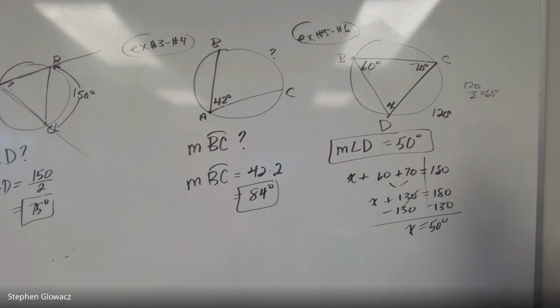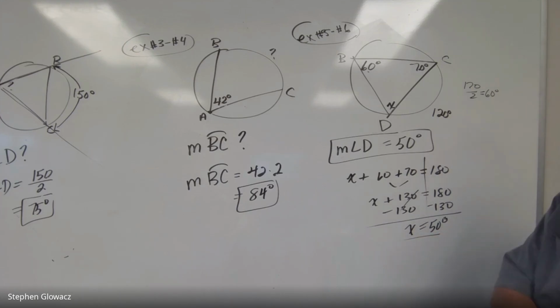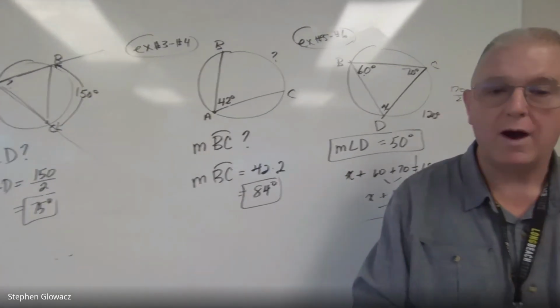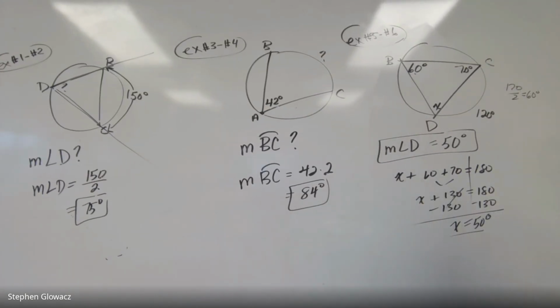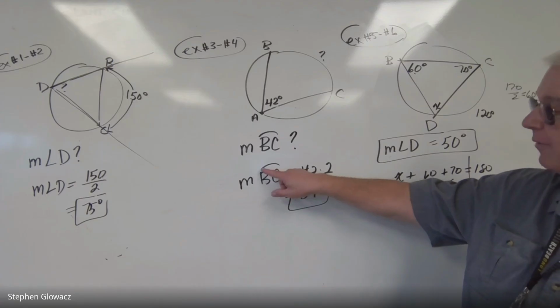All right, so that is it. Those are the examples for Lesson 15.1, starting to work with circles and inscribed angles and finding the measure of arcs. By the way, just one quick mention.